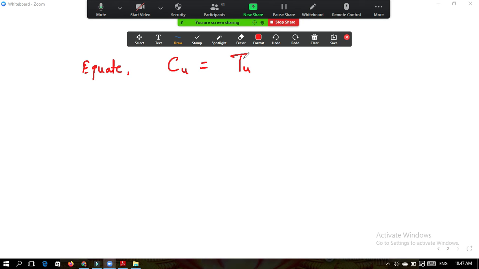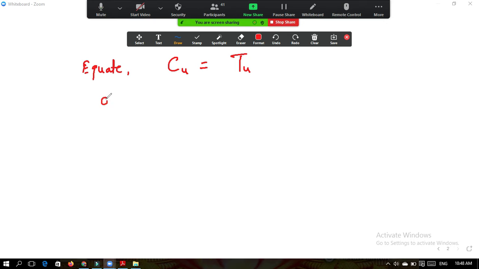Now as XU is less than DF, that is our assumption, so neutral axis is in the flange. So your beam will behave as a single reinforced section. So from that case, you need to take the formula for CU. Okay. So what is your CU now? You write the formula for CU.